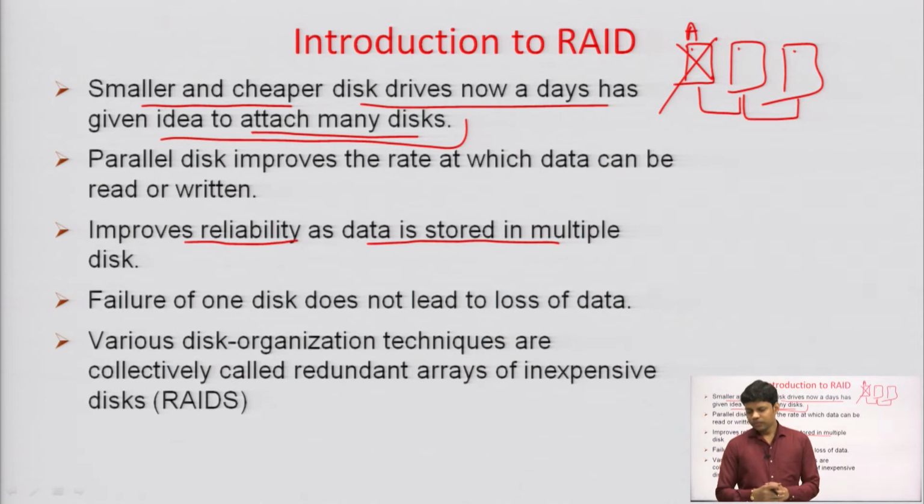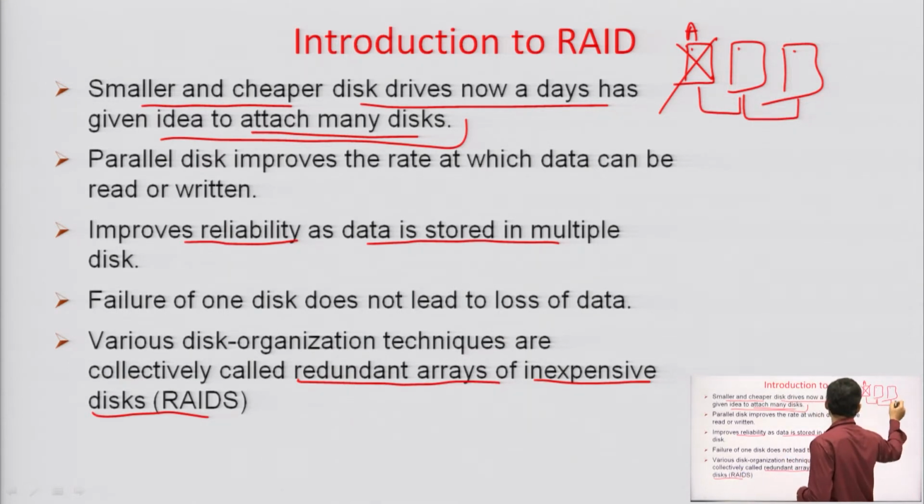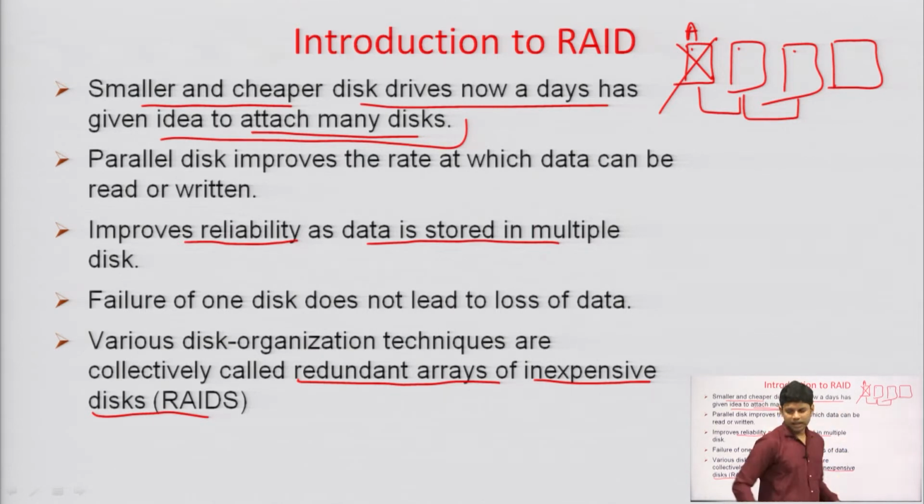Various disk organization techniques are collectively called redundant arrays of inexpensive disks. What is the full form of RAID? Redundant arrays of inexpensive disks. You can see this is the redundant array of inexpensive disks. Instead of using only one hard disk, we are using 4 hard disks. This is just a simple example that I have drawn here. RAID is redundant arrays of inexpensive disks. That means we are not using only a single hard disk, we are using parallel arrays of disks instead of only one disk. What is the aim behind this? To improve the performance and to improve the reliability of the disk.